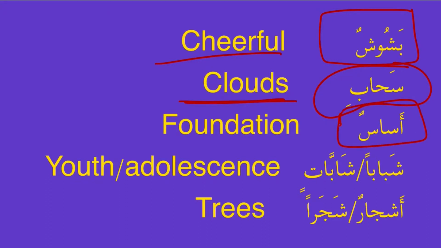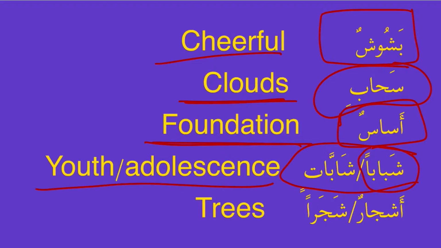What about this word with a tanween dhamma at the end? Asasun. It means foundation. What do you think of this word here? Shababan. You can try as well and write shababin, shababun, which is the masculine form of youth or adolescence. The feminine form in Arabic is shabatin.